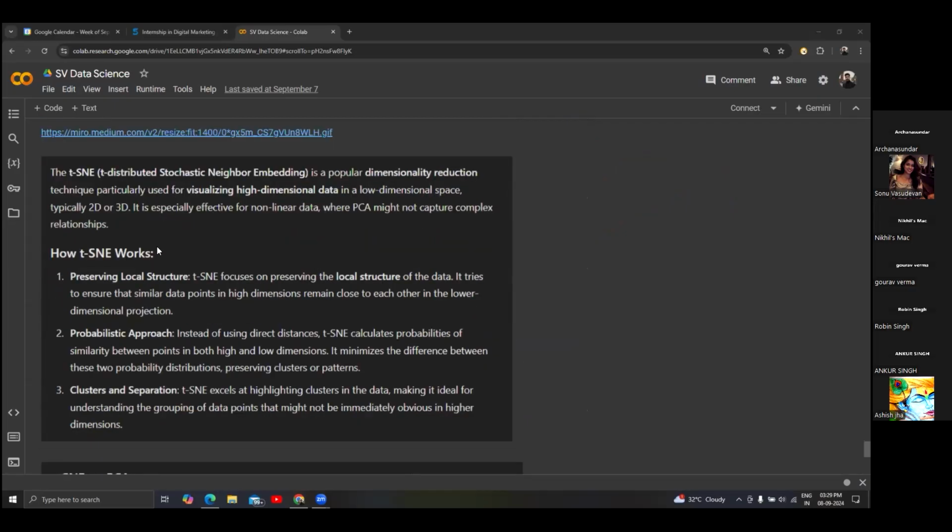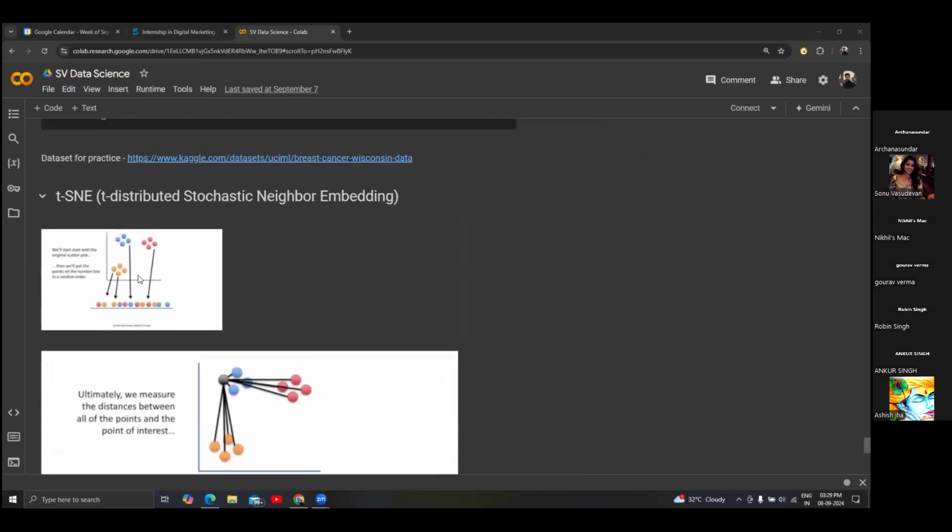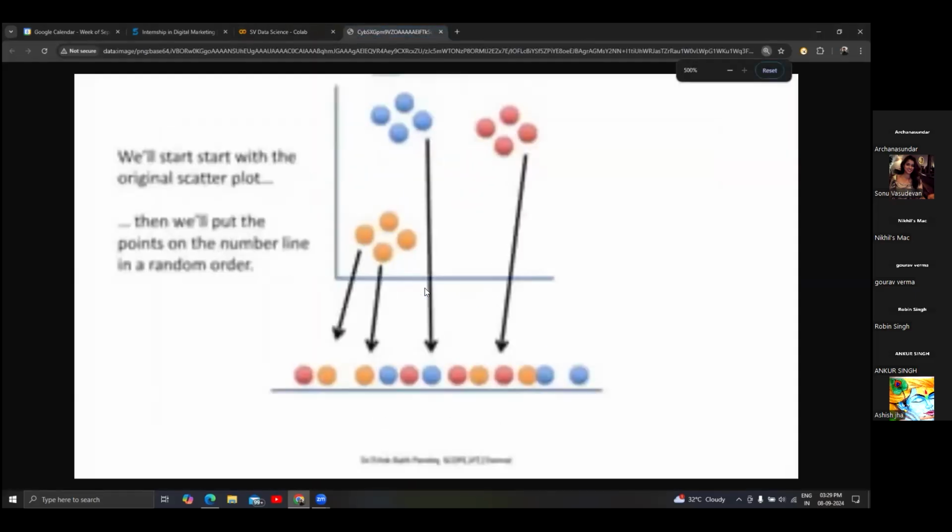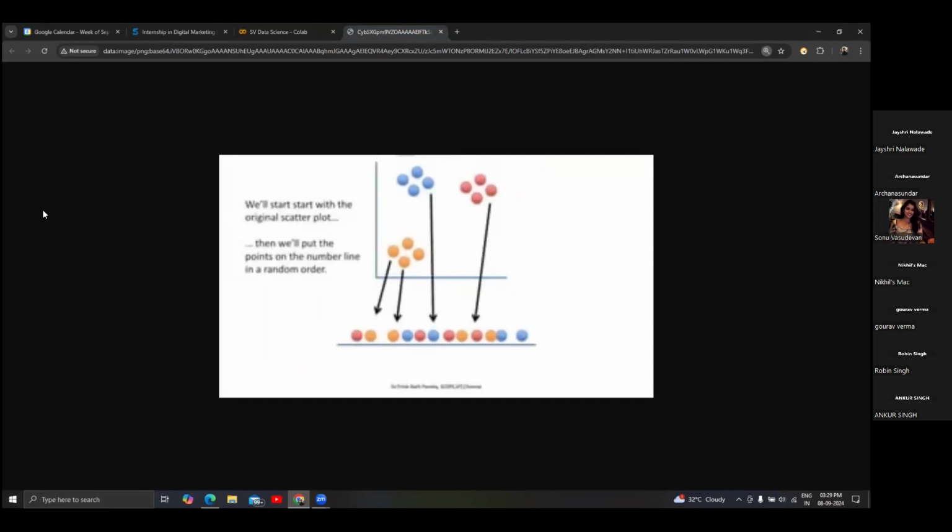For example, this one. Yeah. So you can see there are two clusters. Now t-SNE will try to project them onto a line, and still it will try to make the yellow be on one side and the blue one on the other side and the red one on the other side, so that you can classify them easily.